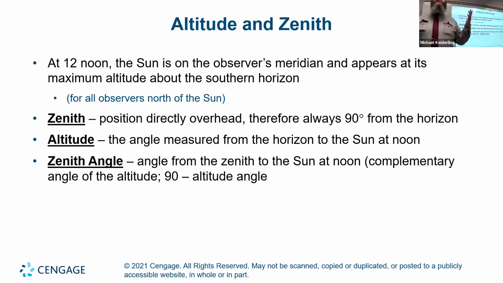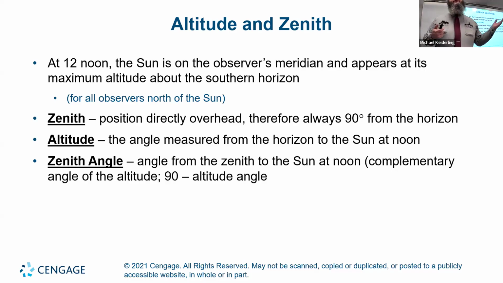And if we want to measure the location of the sun, there are some important locations. The zenith is the position directly above your head, where you'd see if you look straight up. The altitude is the angle measured from the horizon to the sun at noon, the height of the sun above the horizon at noon. And then the zenith angle is the angle from the zenith to the sun at noon. It's the complementary angle of the altitude, so 90 degrees minus the altitude.